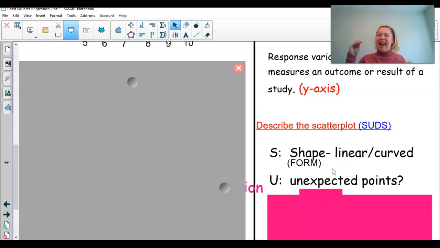The next thing is, are there any unexpected points? Anything that seems really out there? I call it the Shaquille O'Neal factor. If we were measuring our shoe length and our height, typically as your shoe size goes up, people's height also increases. And then Shaquille O'Neal walks into the room and he's way up here. He's got really big feet and he's really tall. So is there a Shaquille O'Neal factor, something really unusual that doesn't seem to fit the pattern?